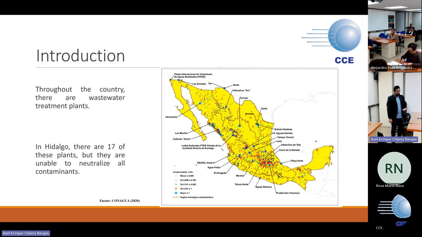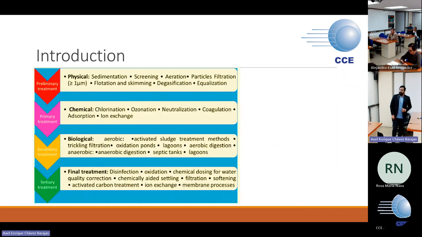There are about five important dyes: methylene blue, orange, red, and two others, plus some other chemical oxygen demand contributors that we can observe. These are the major contaminants that none of the plants have considered degrading. So our main idea is to work on degrading these contaminants, not only at the laboratory level but also on a bigger scale, and really use it in a water treatment plant.